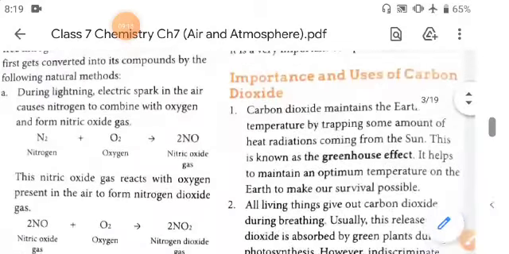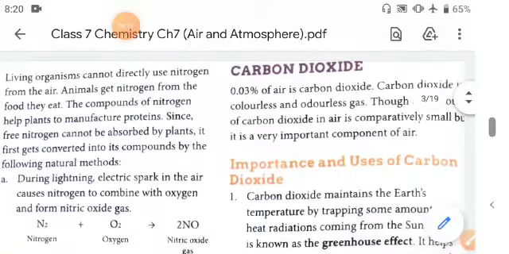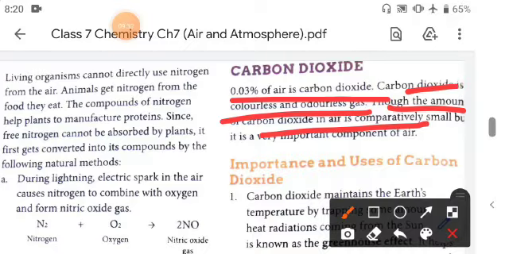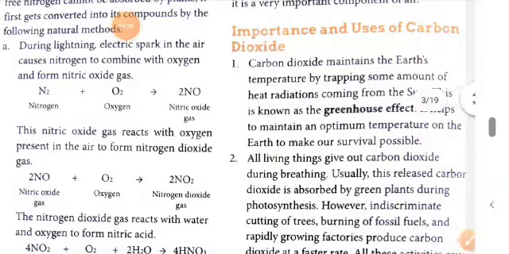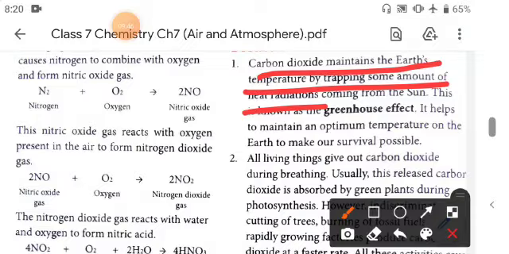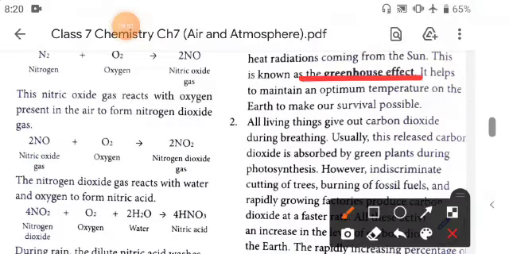And next is carbon dioxide. You know that 0.03% of air is carbon dioxide, and carbon dioxide is a colorless and odorless gas. The amount of carbon dioxide in air is comparatively very small, but it is a very important component of air. Now, importance and uses of carbon dioxide. Carbon dioxide maintains the Earth's temperature by trapping some amount of heat radiations coming from the sun, and this is known as the greenhouse effect.